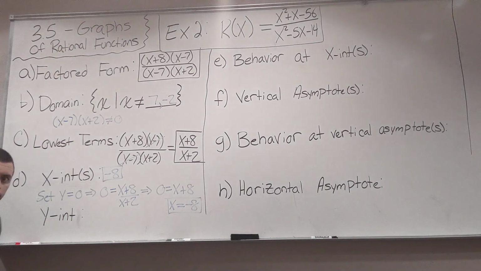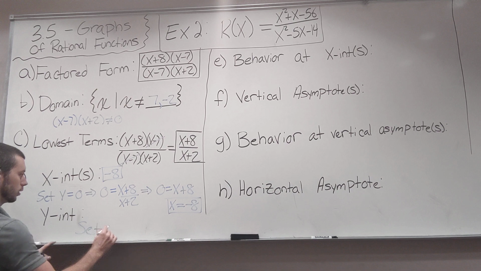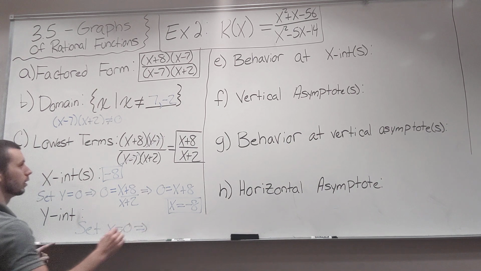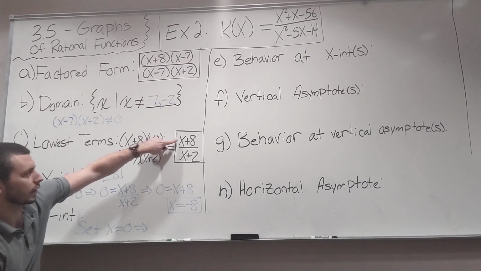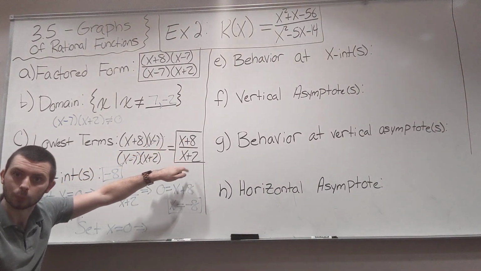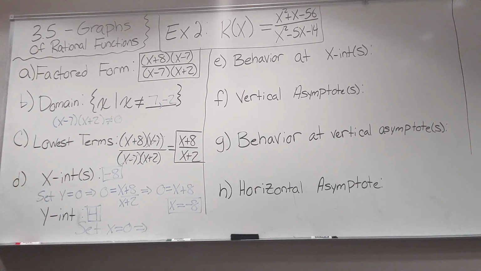So for the y-intercept, we set x equal to 0. When we set both of these x's equal to 0, we simply get 8 divided by 2, which is just 4. So we get negative 8 for the x-intercept and 4 for the y-intercept.